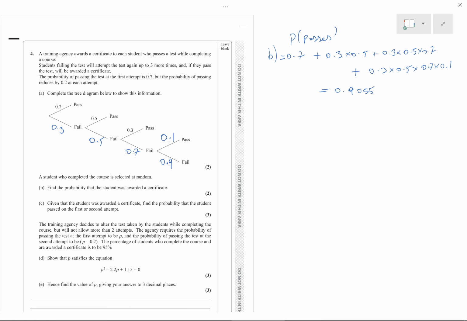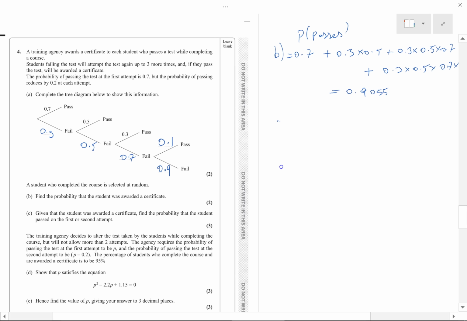Right, now part C, conditional probability, is the name of the game here. Given that the student is awarded a certificate, find the probability that the student passed on the first or second attempt. So probability that they pass first or second, conditional on passes at all. In other words, does not fail in the first 4 attempts. That's equal to the probability of both of these.